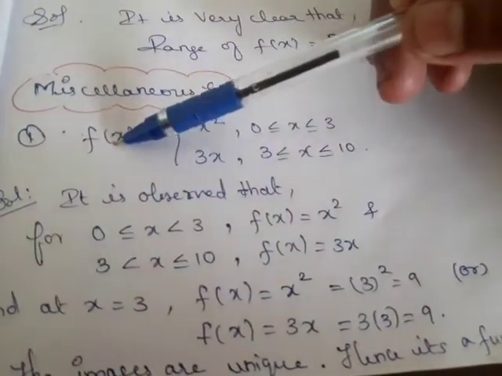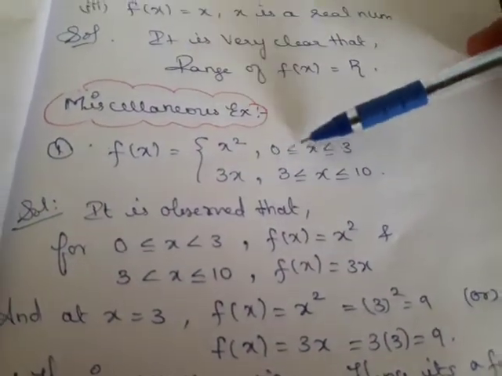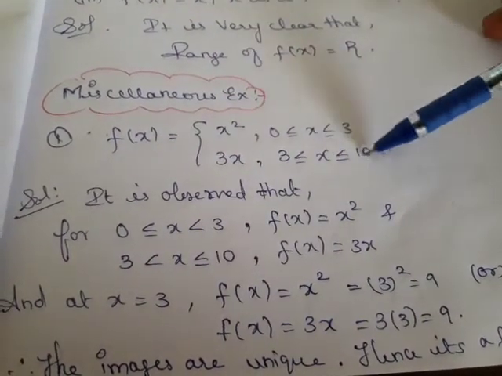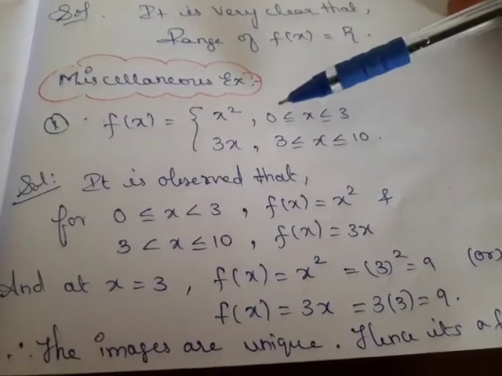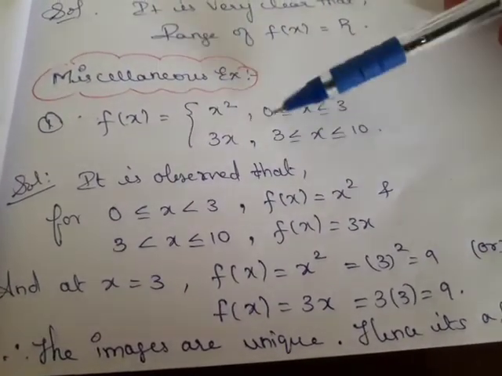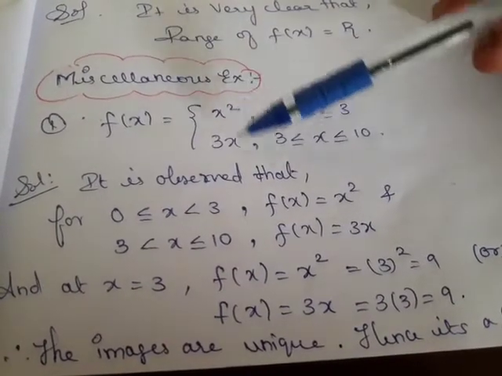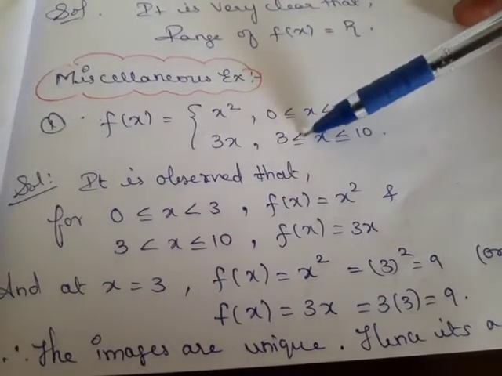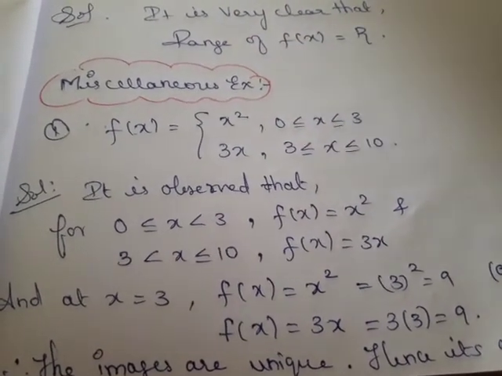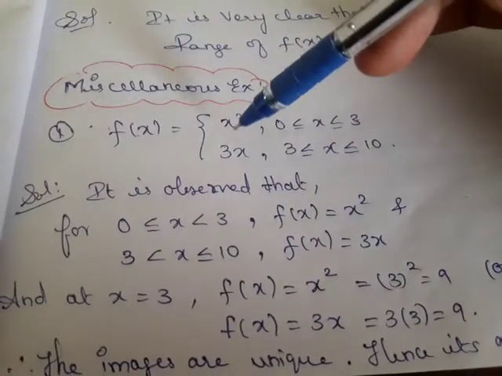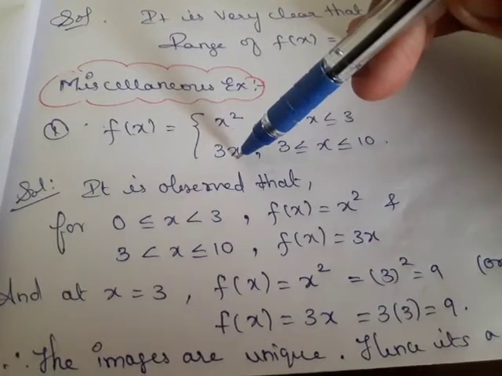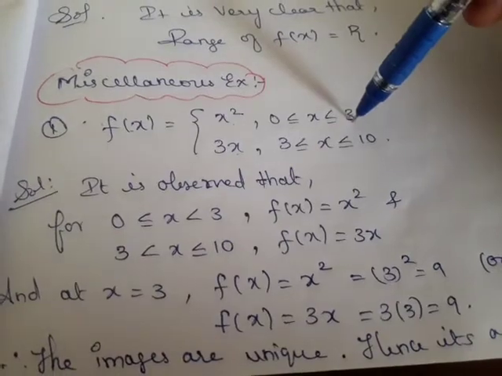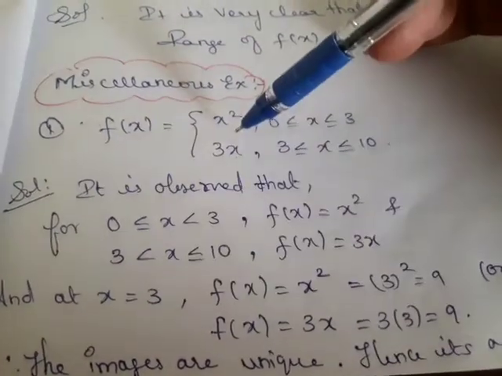Now if you see the first question, f of x equals x square for 0 less than or equal to x less than or equal to 3, and 3x for 3 less than or equal to x less than or equal to 10. If you observe and analyze this definition, they have given 0 to 10 continuously, but 3 is repeated twice. Here it is less than or equal to 3, and here it is also 3. So at the point 3, you can take either this definition or this definition, right? That is the meaning of this. So let us check at the point 3 especially, what answer are we arriving at, right?